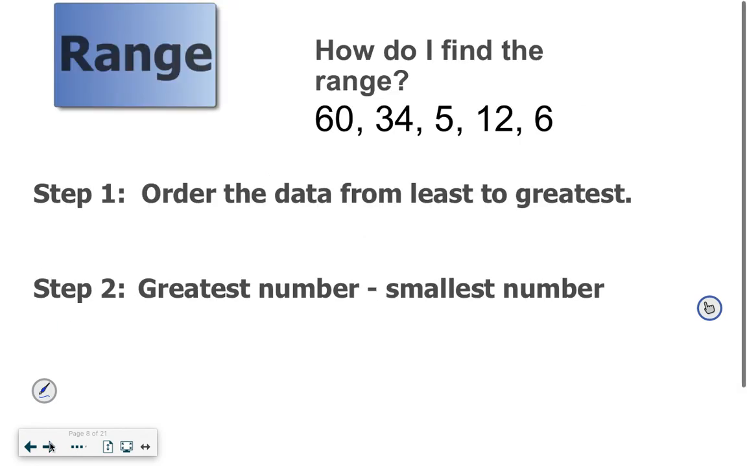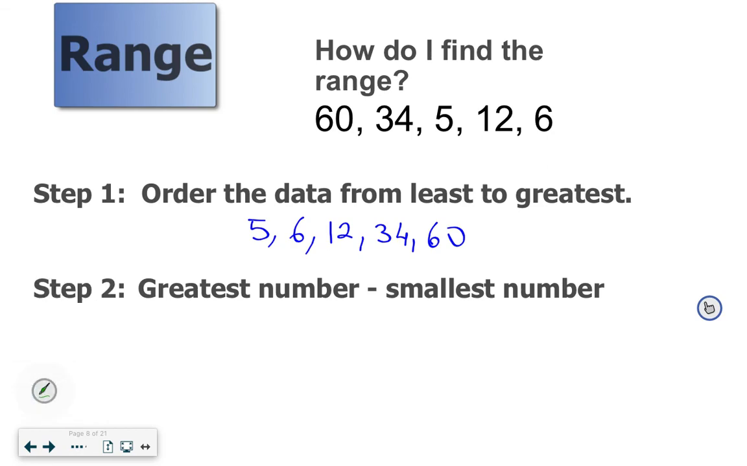Next, range. How are we going to find the range? Again, we are going to order all the given data from least to greatest. Let's do it. 5 is the least one. Next is 6. After that, 12, 34, and 60. Next step, you need to figure out the maximum and the minimum value. The maximum is 60. The minimum is 5. Or, in other words, greatest number and smallest number.